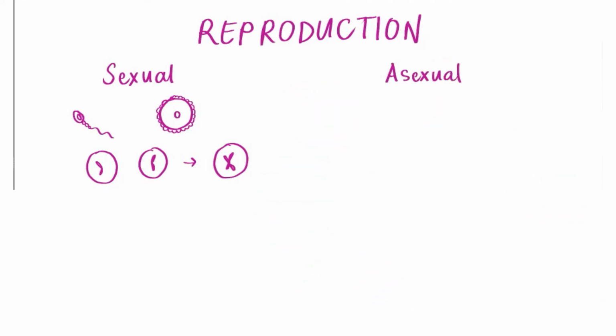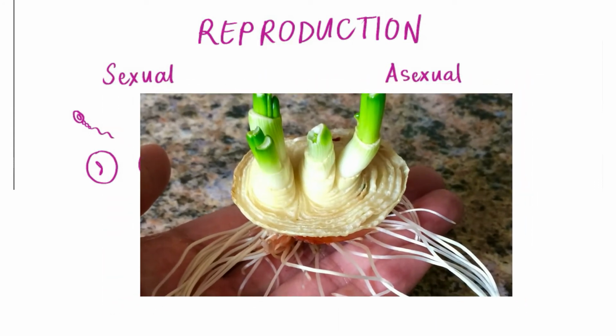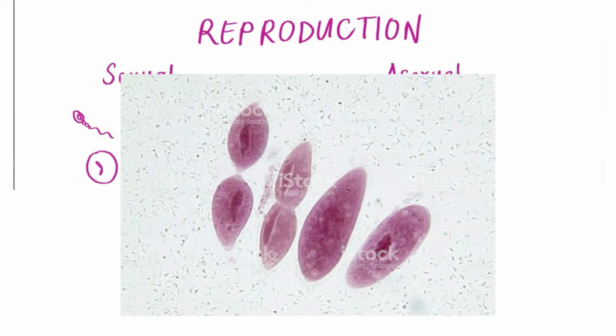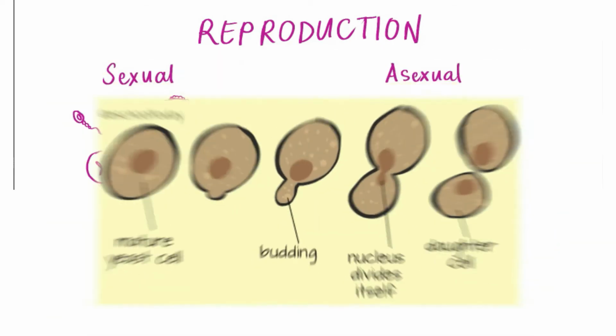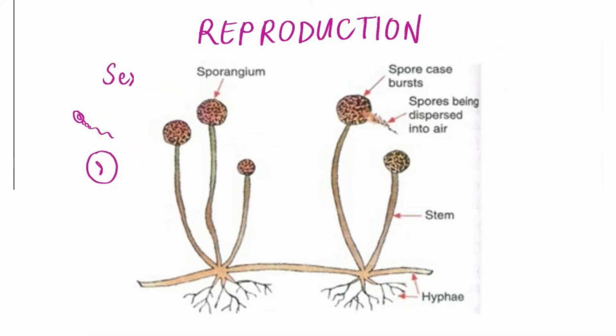Asexual reproduction does not involve the fusion of gametes, resulting in an offspring that is genetically identical to the parent. Examples of this would be propagation in certain plants such as onions, binary fission in some organisms like paramecium, budding, fragmentation, and spore formation.